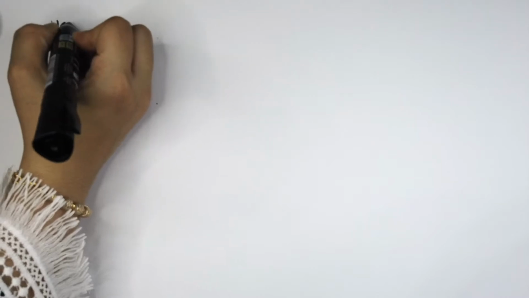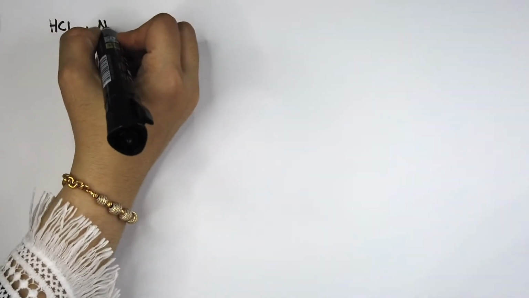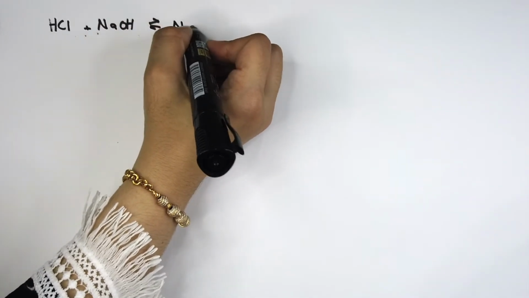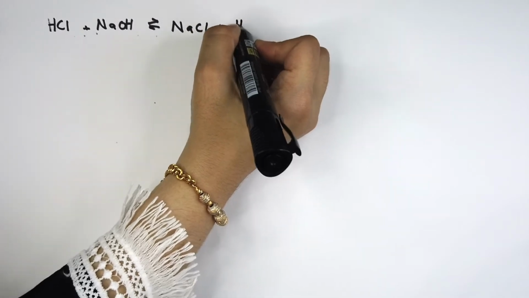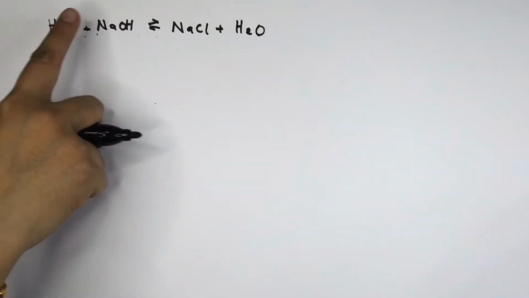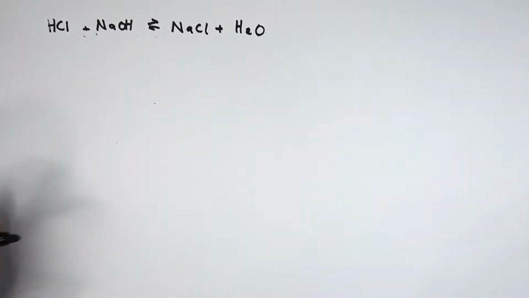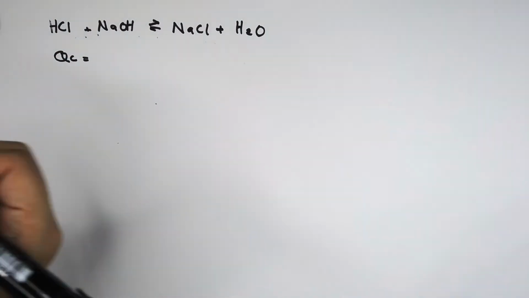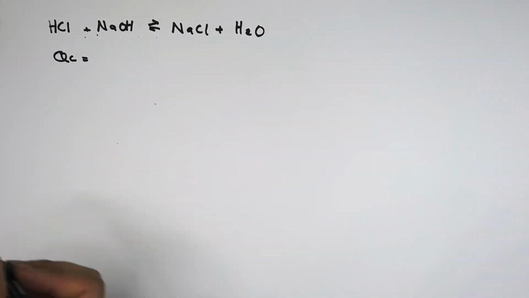From the question, you were given this equation. So you have HCl plus NaOH will produce NaCl plus H2O. Given to you in the question also is the initial concentration of HCl, NaOH and NaCl. So what you can calculate from here is the value of Qc, because what you were given is the initial concentration instead of the concentration at equilibrium.